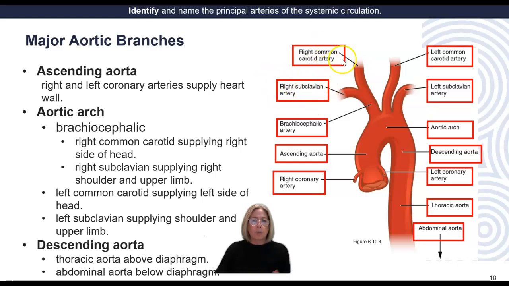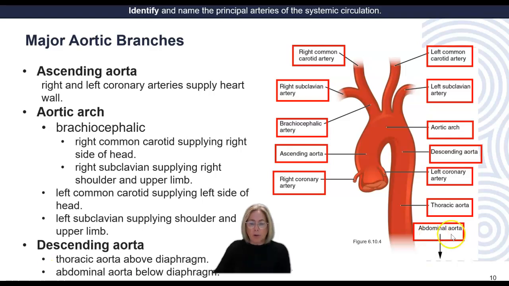And that's why we've put a little rectangle around all of the ones that we want you to know about. So the thoracic aorta is located in the thorax, as you would imagine, and it has several branches that supply various structures between the aortic arch and the diaphragm.